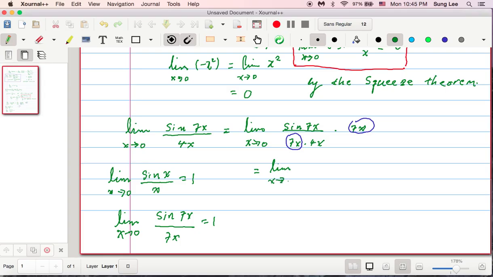So, limit x approaches 0 of sine of 7x over 7x, times 7x over 4x. You can write it this way, right? This second factor, the numerator and the denominator, they both have a 7x in common, so we can cancel it out. Again, canceling is not actually a correct terminology, but we understood it as dividing the numerator and denominator by x. Okay, all right.